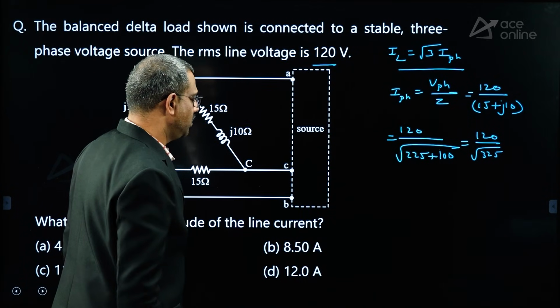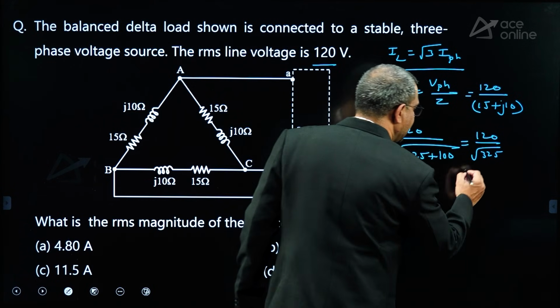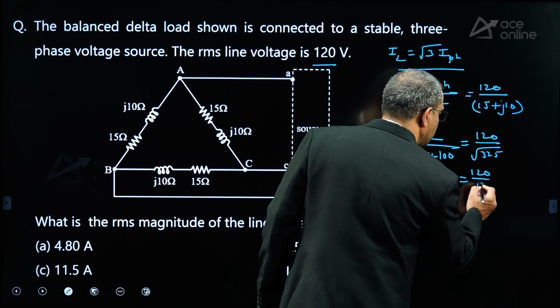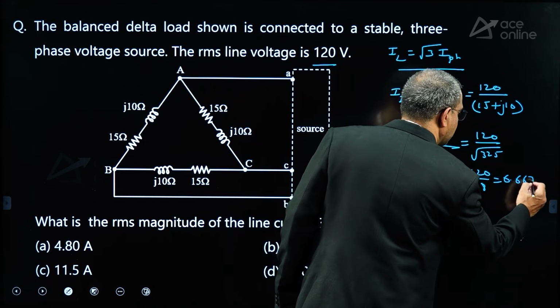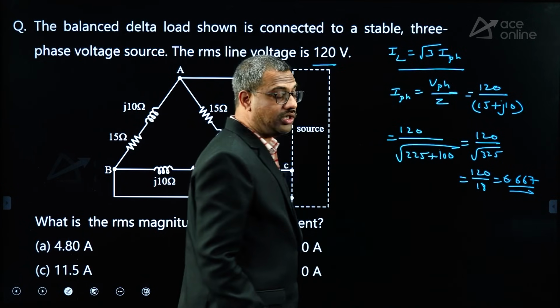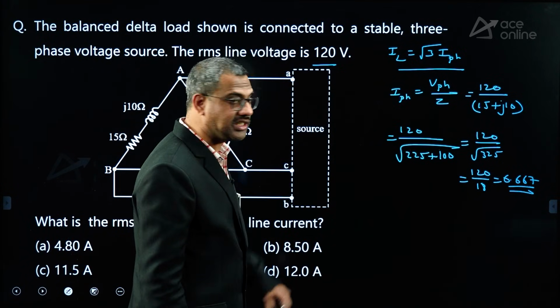You will get this as somewhere around 18. So 120 by 18, that is 6.667. Approximate, sir, √325 is near to 18. So 120 by 18, 6.667.